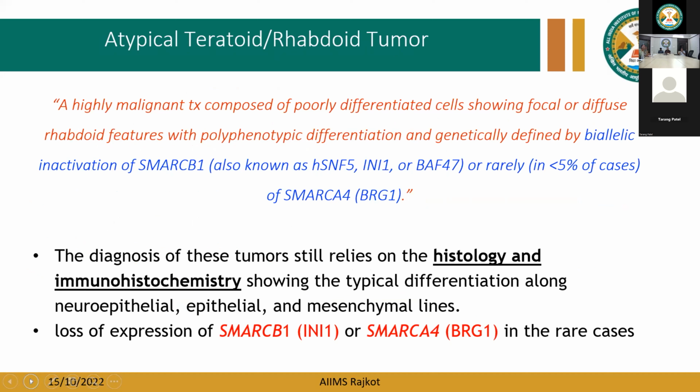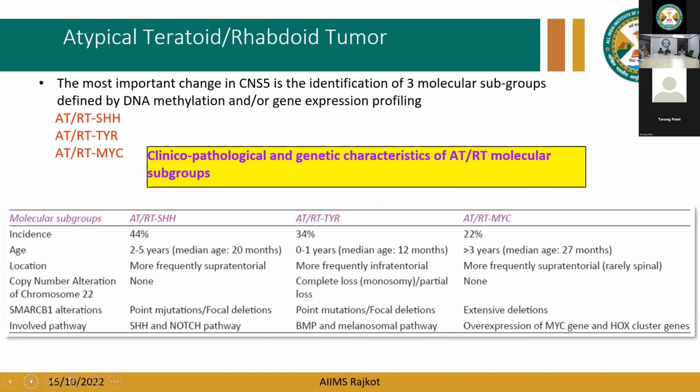Atypical teratoid rhabdoid tumor is a highly malignant tumor with poorly differentiated cells. Focal or diffuse rhabdoid features will be present. There is biallelic inactivation of SMARCB1 or rarely SMARCA4. Diagnosis relies basically on the histology and IHC. There will be loss of SMARCB1 or rarely SMARCA4. It is again divided into 3 molecular subtypes: SHH, TYR, and MYC.